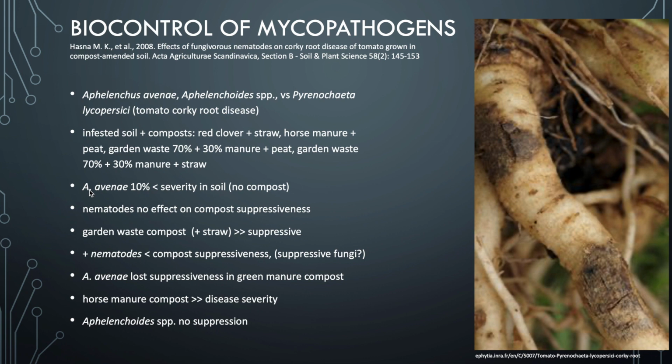Aphelenchus avenae was shown to significantly reduce disease severity at a 10% rate, and this is in soil where no compost of any type was added. In fact, nematodes had no effect on compost suppressiveness in any of the treatments, but garden waste compost that contained straw actually did produce disease suppressiveness at a significant rate. However, when nematodes were added to this treatment, the compost suppressiveness was reduced.